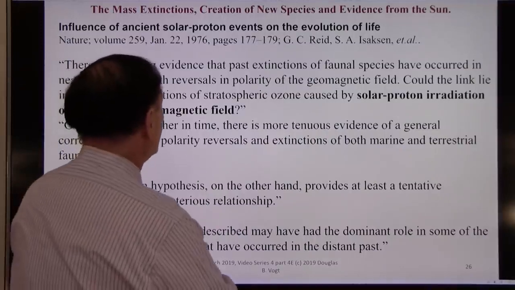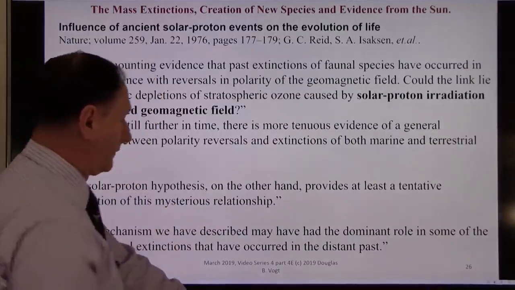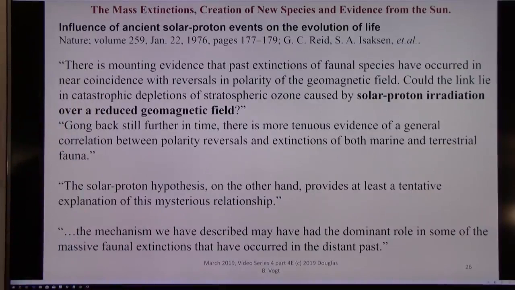Influence of ancient solar proton events on the evolution of life. Now we go into the creation of new life. There is mounting evidence that past extinctions of floral species have occurred near coincidence with the reversals in polarity of the geomagnetic field. Could the link lie in catastrophic depletions of stratospheric ozone caused by solar proton irradiation over a reduced geomagnetic reversal?